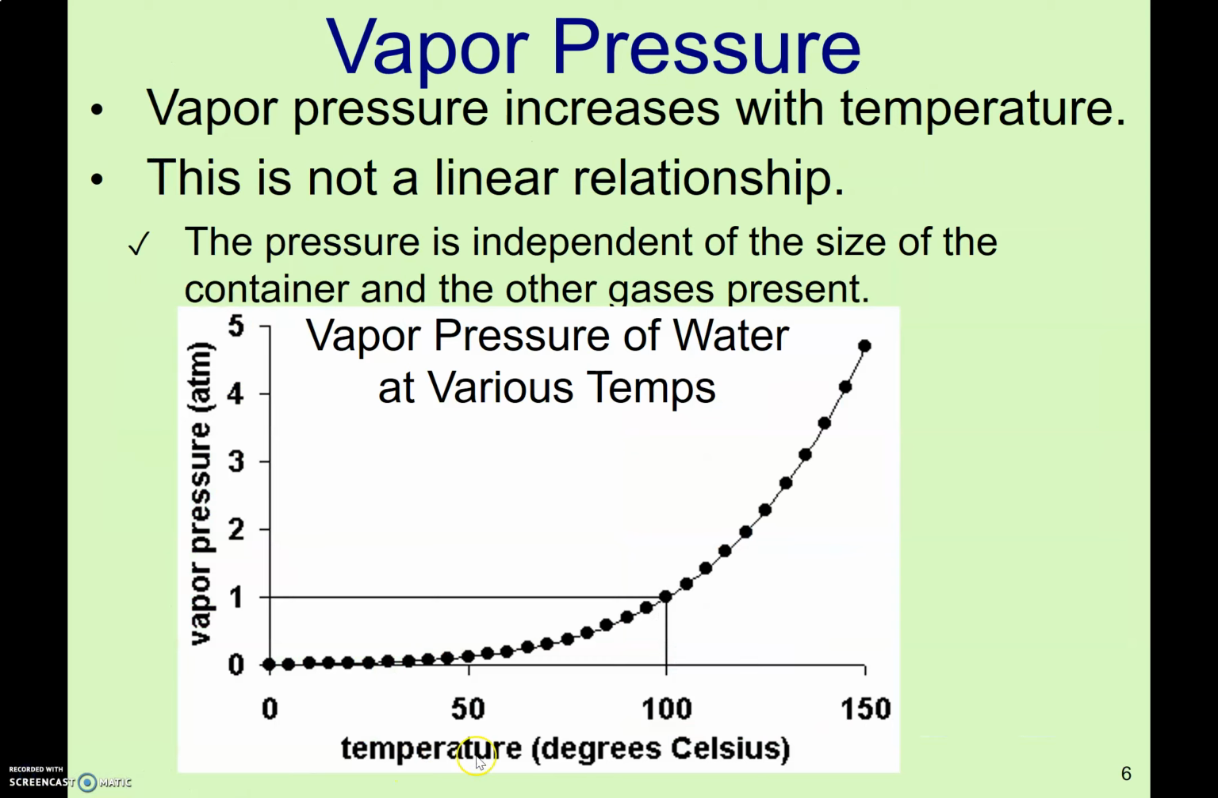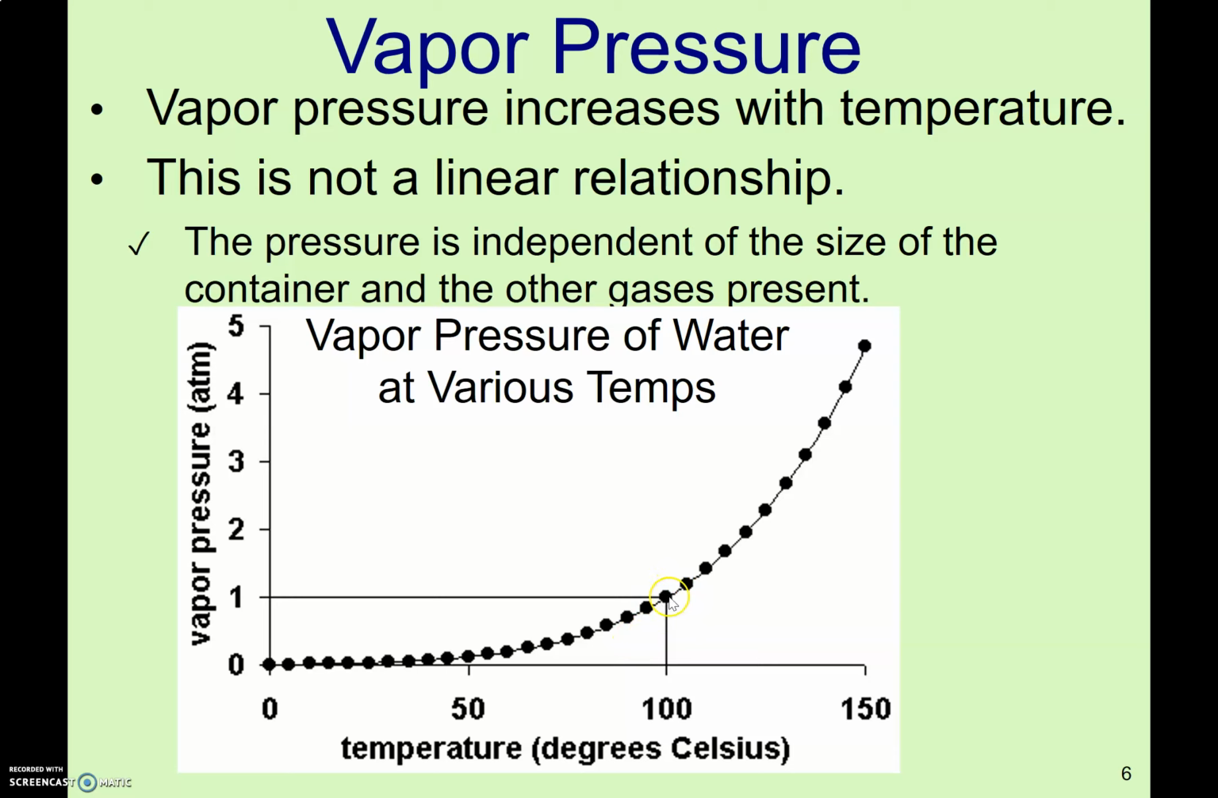This is a graph of the temperature of water, in this case, and the vapor pressure. As you can see, while vapor pressure does increase with temperature, the relationship is not linear. At some point, it starts increasing almost exponentially. Here you can see that when you reach 100 degrees Celsius, the boiling point of water, the vapor pressure increases almost exponentially, or much faster than it did before the boiling point of water.